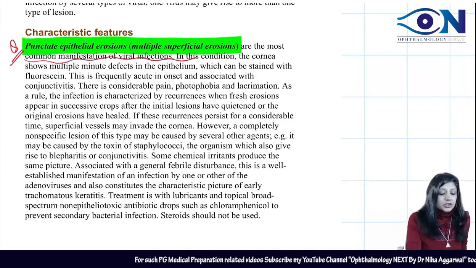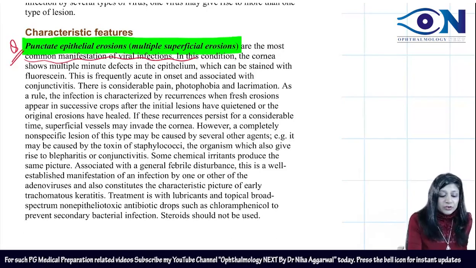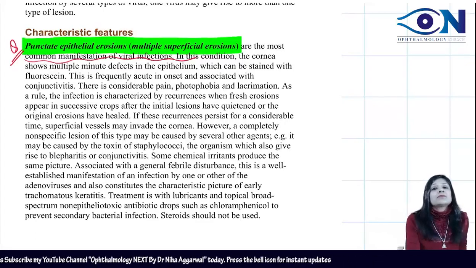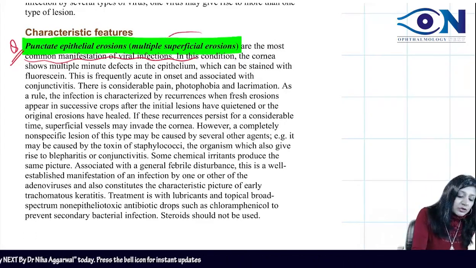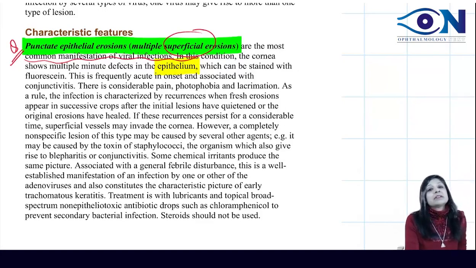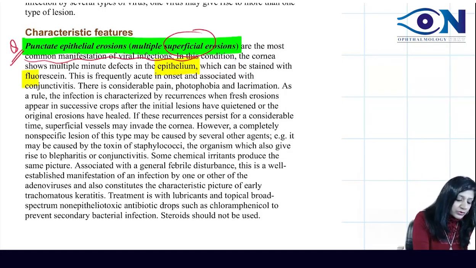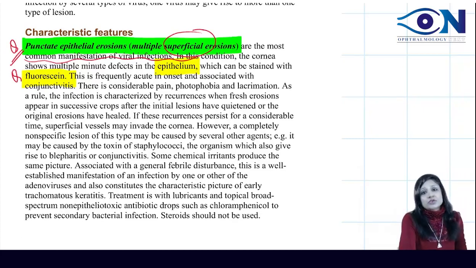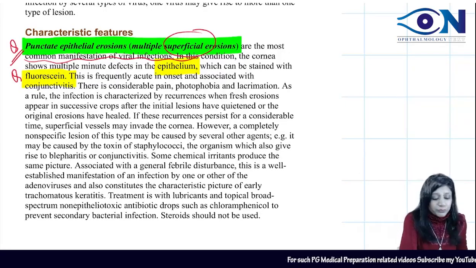In this condition, the cornea shows multiple minute defects. And always remember when I say it is superficial, what do I mean by superficial? Superficial means that they are in the epithelium, which can be stained with the help of fluorescein stain. If you remember, the fluorescein stain appears green, because the filter we are using is the cobalt blue filter.